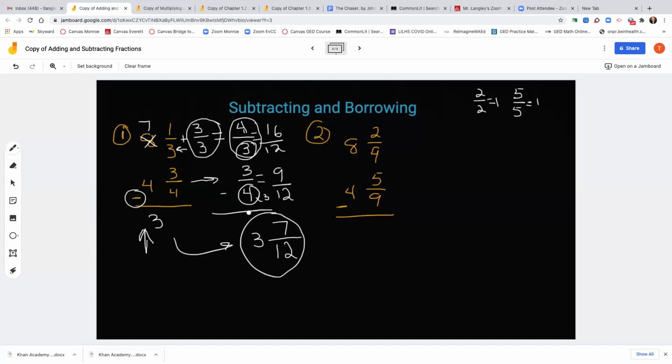I'm going to do one more a lot faster. So here's what I do. I see that I'm subtracting. This is when my brain works. I ask myself, is the fraction on top greater than the one on bottom? It's not. 2/9 is less than, which means I'm going to have to borrow.